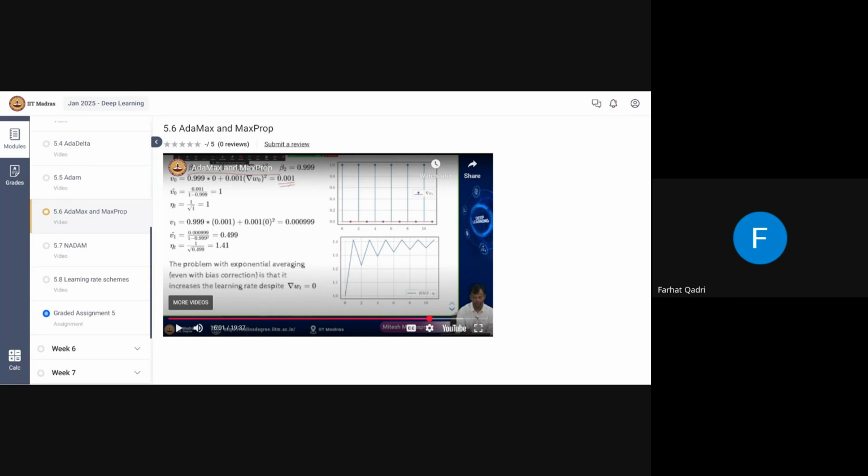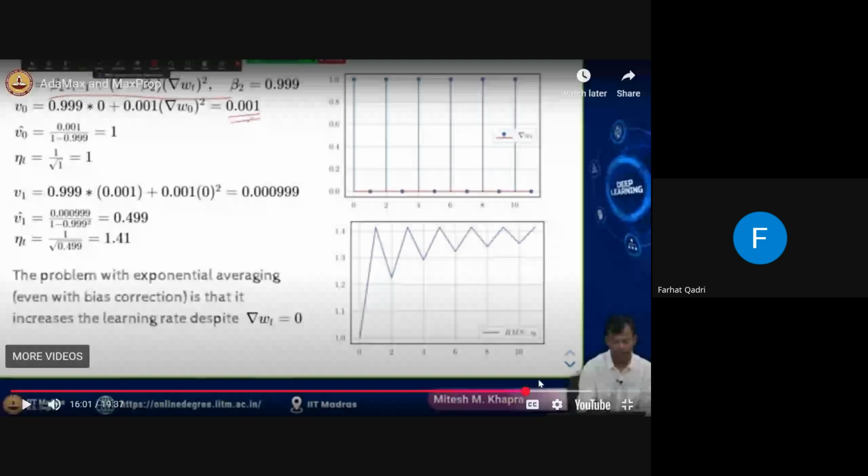Yeah. Sir, so here's the exact point. Basically here the professor is doing V naught, the bias correction term. It is V0 divided by 1 minus beta, where beta has been taken as 0.999, beta 2 raised to the power 1. But in the formula it is beta 2 raised to the power t. Right, sir? So it should be beta 2 raised to the power 0. This is where I'm confused.